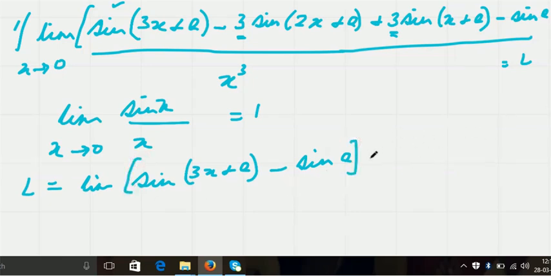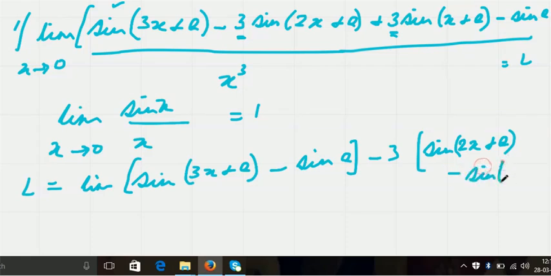Minus 3 sine(2x + a) minus sine(x + a), and this whole thing is divided by x cube.